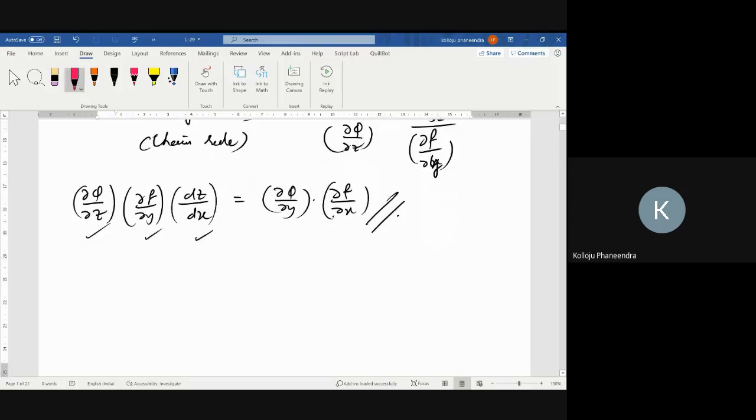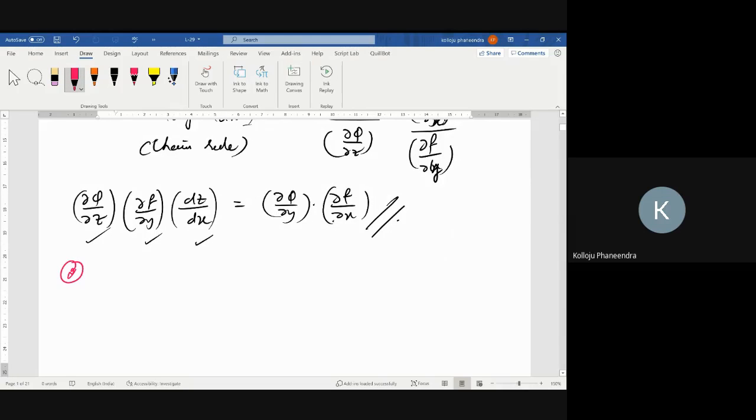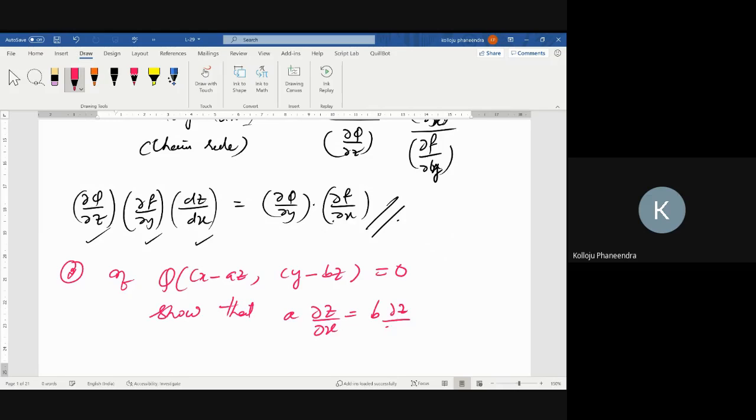And the next one is simple anyway. See, if phi of cx minus az, cy minus bz equal to 0, show that a into dou z by dou x plus b into dou z by dou y equal to c. This is an assignment, a small problem. Next, double derivative is finished. These are all solved. You can solve these problems.